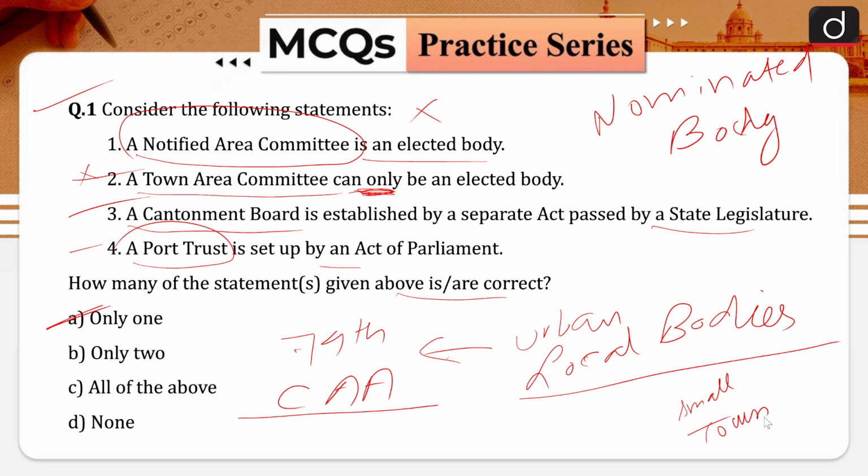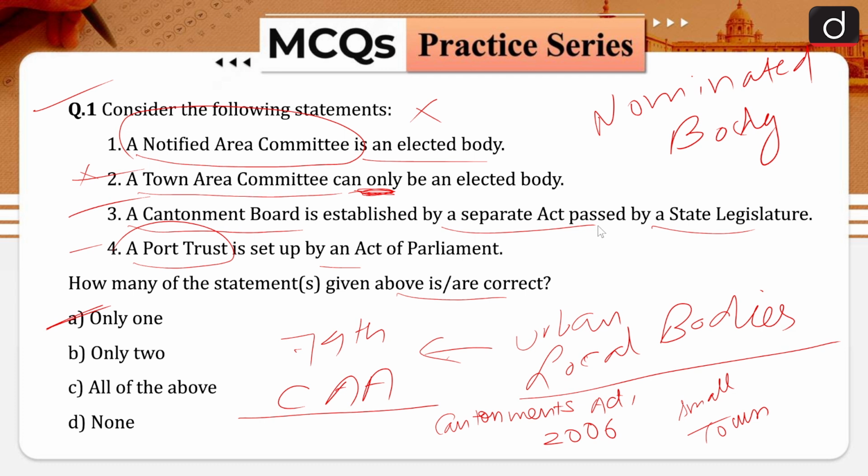Coming to the cantonment board. So it is established for municipal administration for the civilian population in the cantonment areas. It is created under the provisions of the Cantonments Act of 2006. This means that it is not established by a separate act passed by a state legislature. And that is why your statement number 3 is incorrect in nature.